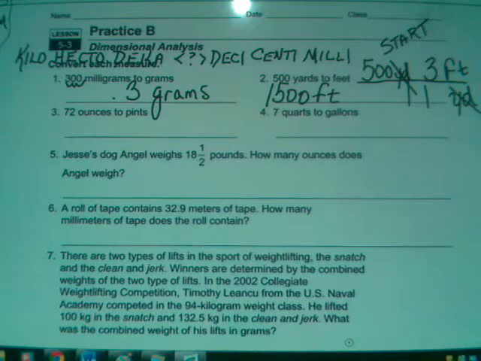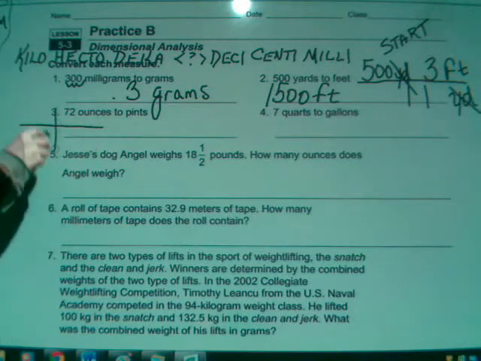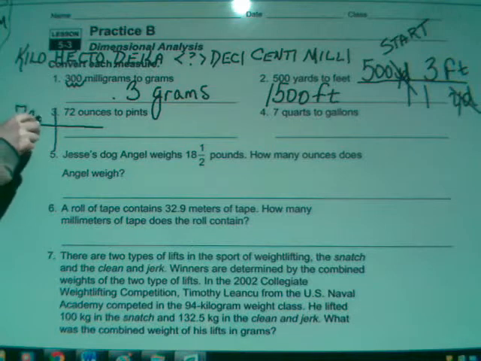Okay, let's try number 3. 72 ounces to pints. So again, I'm going to set up my T-chart, and in that starting block is going to go my 72 ounces. Now I want a conversion that involves ounces and pints. So that would be a good one to look at your conversion chart for. And you want to make sure you're using ounces in terms of capacity, not ounces in terms of weight. We know that because it says pint. That's got to be a capacity. Pints is never a weight.